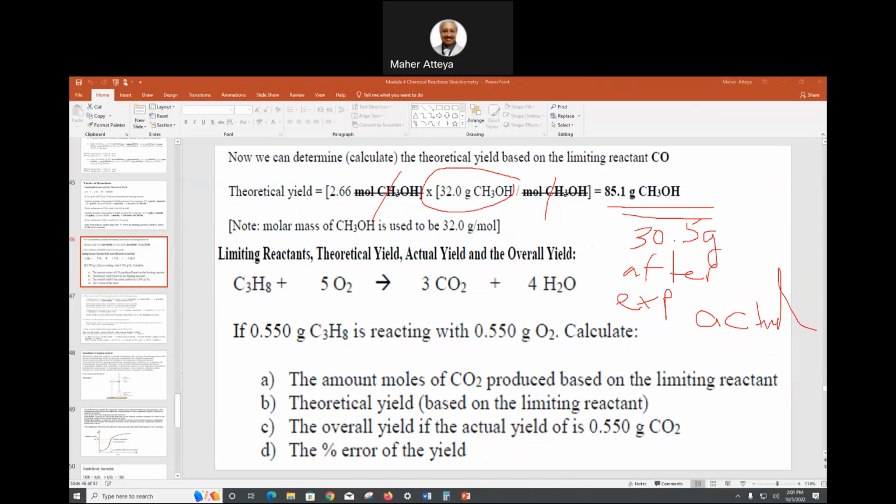The actual, because you do the actual experiment and you lose some of the material in the processes: filtration, distillation, gravimetry, titration, reading the balance, reading the burettes, pipetting. All those errors will give you an actual yield that is always less. And if you take the actual over the theoretical, multiply by 100, you get the overall yield, the percentage yield.